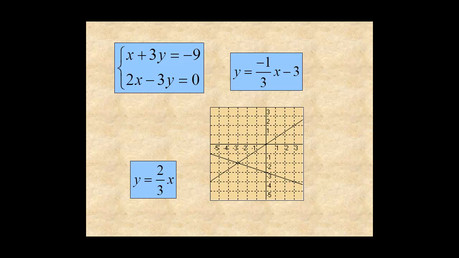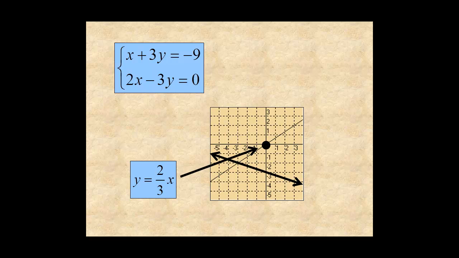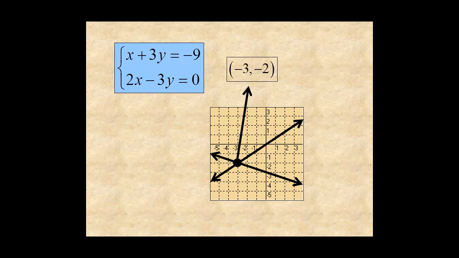Then graph each equation. The first equation begins at -3 on the y-axis and goes downhill with a slope of 1/3. The second equation begins at the origin and goes uphill with a slope of 2/3. The solution to the linear system is the coordinates of the point where the two lines intersect, the point (-3, -2).